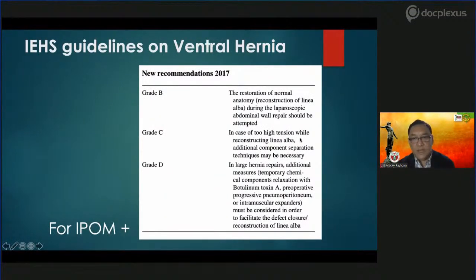In case there's high tension in reconstructing the linea alba, then you may add some form of component separation to close the midline. And in large hernias, you may have to add chemical component relaxation with Botox, PPP, or use of intramuscular expanders to try to facilitate closure of the midline.